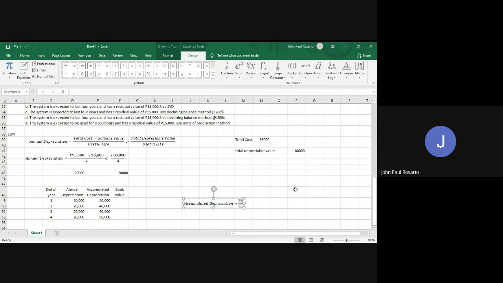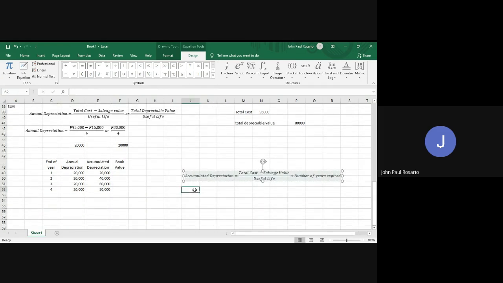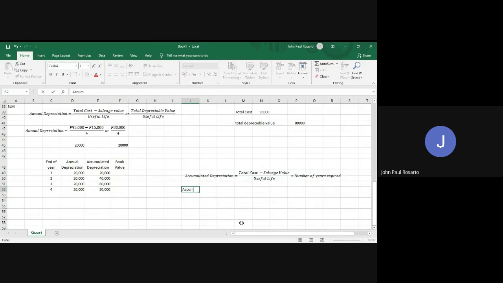Okay, so total cost less salvage value, and then we divide it by our useful life, and we multiply that by the number of years expired. So for example, the question is the accumulated depreciation on year 3.